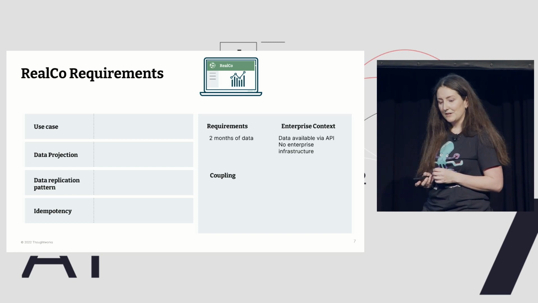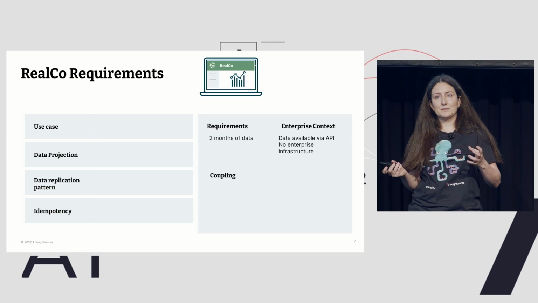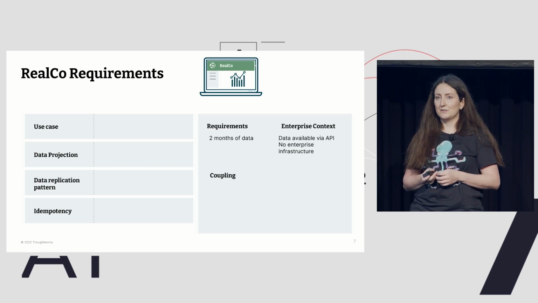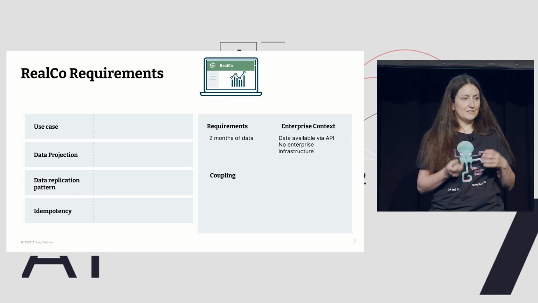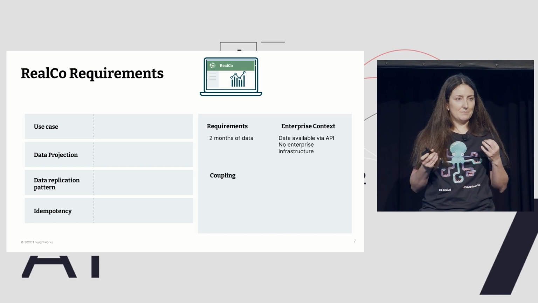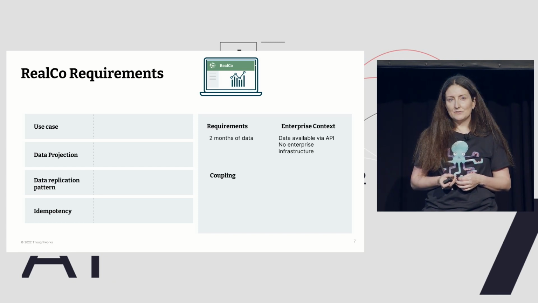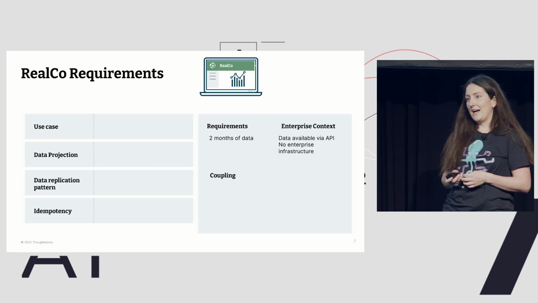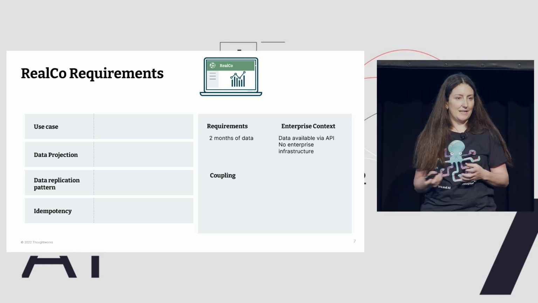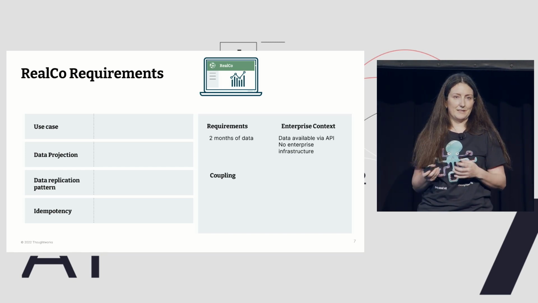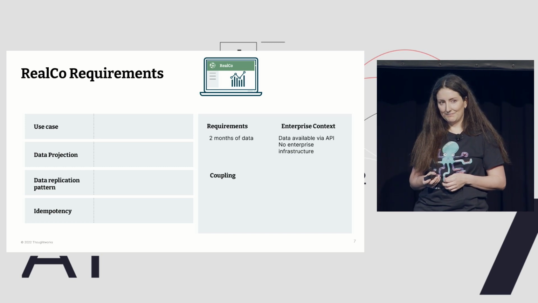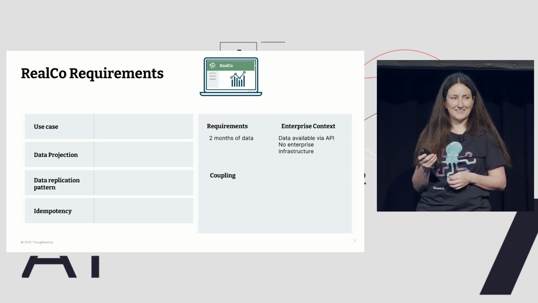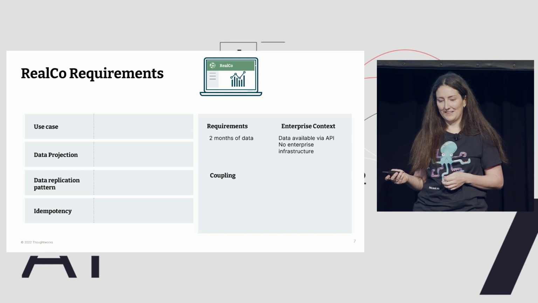So you can see from here, for RealCo, for this particular use case, we need about 2 months' worth of data. The data is available to us via an API. Team A make that available. And RealCo are really starting out on their journey. So they don't have a lot of data platform infrastructure. They're just really starting out. Is that all clear? Great. We can jump right in.